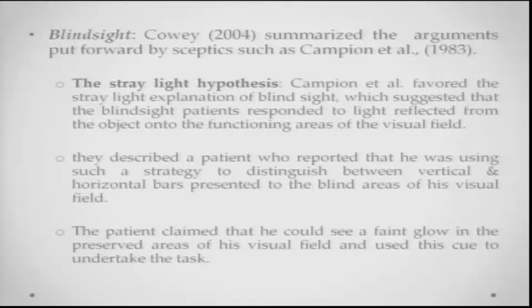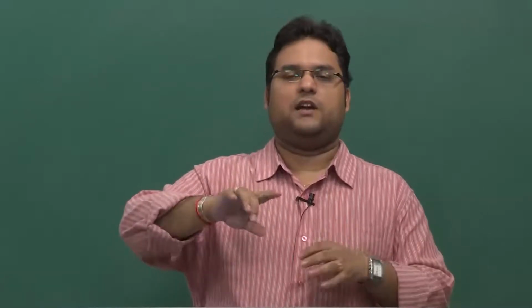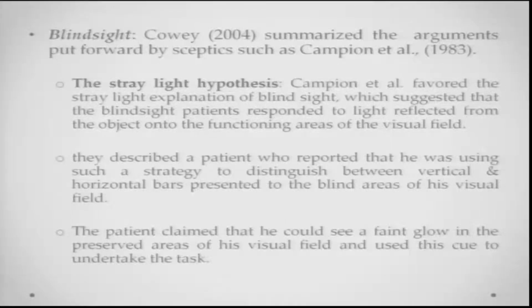Cowey in 2004 summarized the arguments put forward by skeptics such as Campion et al. A lot of people were skeptical about whether blindsight is a real phenomenon at all. Campion and colleagues favored what is called the stray light explanation. They said that these participants are able to detect objects in the blind visual field because of stray light that is reflecting from around the areas and falling in the region where they can see. So, the stray light hypothesis suggested that blindsight patients responded to light reflected from the object onto the functioning areas of the vision.